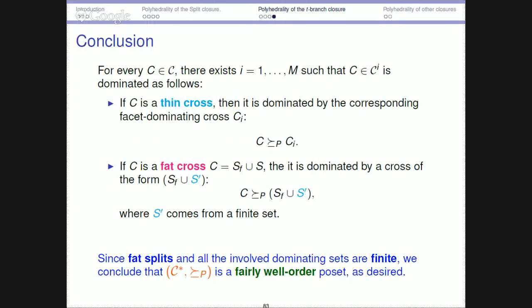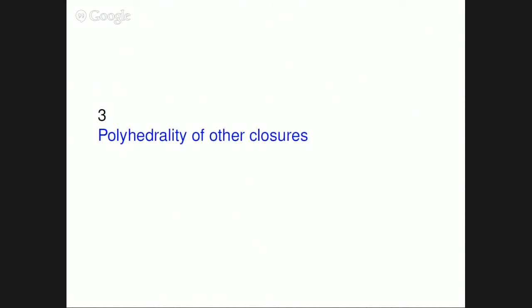So we need to use these poset techniques in order to prove it for the 2 branch in this case, or for the T branch. And the proof for the general case is the same. So what can we say about polyhedrality of other closures? Let me define them for you. I mean, this is just a couple of slides. Let me tell you what other closures are, and how you find cutting planes using other techniques.